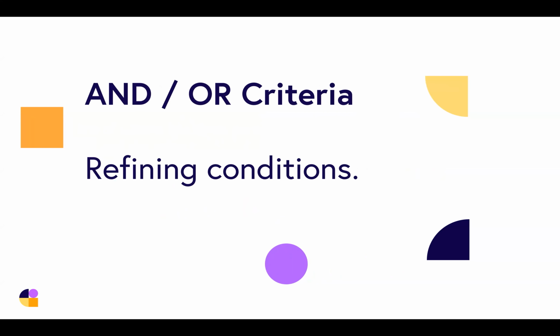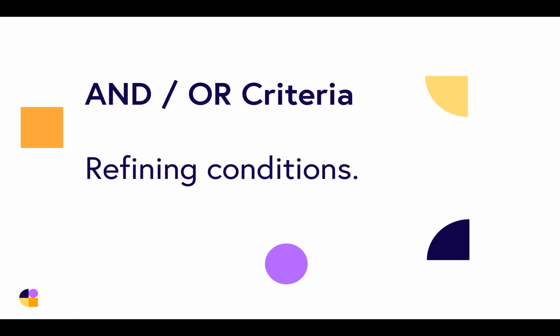Okay, so we're going to get into a little bit more complexity now. That was a very simple segment, and one that actually wasn't any more useful than just searching for the VIP tag in the people section of the CRM. So we're going to talk about and/or criteria now.